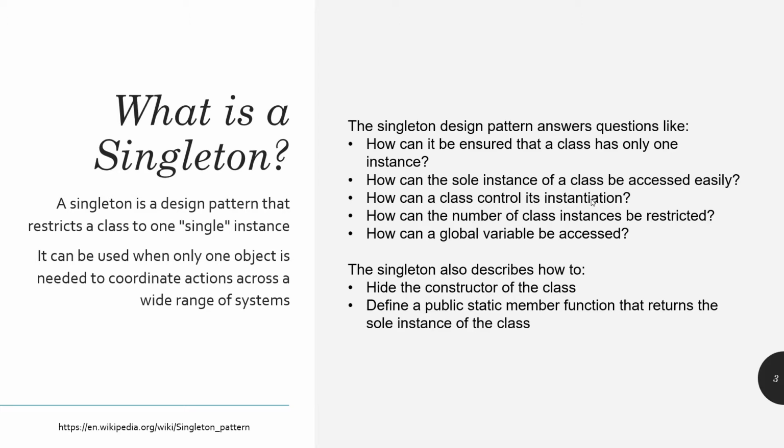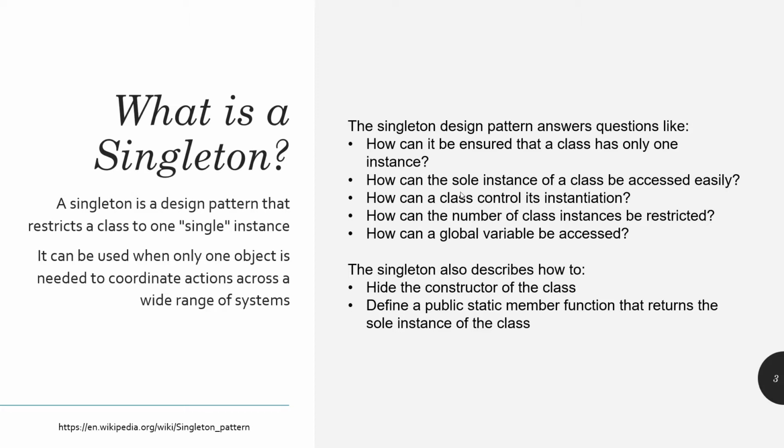We will see that we set up a private constructor. Sounds crazy as it is. How can we make this thing work if we can't construct it publicly? But you will see at the end of this video. How can the number of class instances be restricted to the one and only? We will show that. How can the global variable be accessed? It's very similar to how the sole instance of the class is accessed. Those are the questions we're going to be answering with the Singleton design pattern.